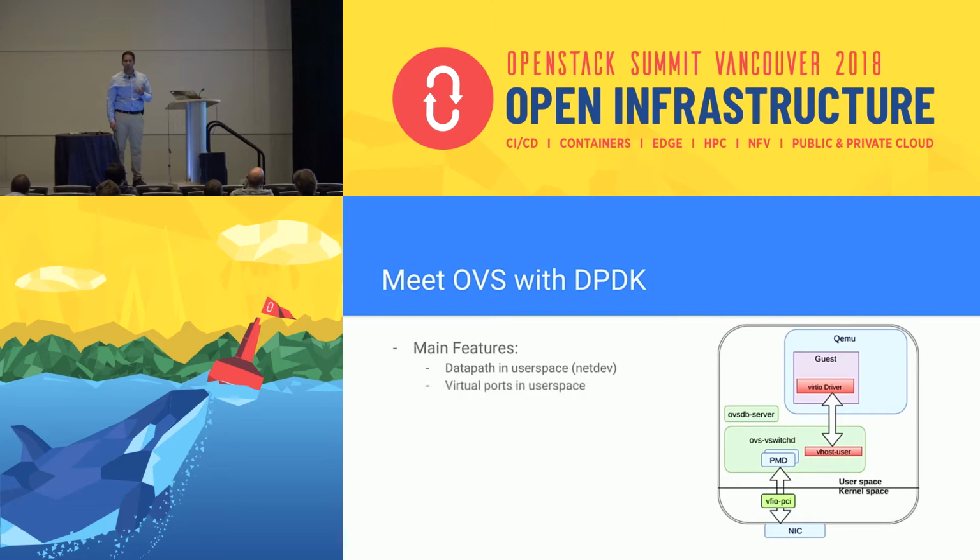Your virtual ports will exist in the user space. Your NIC will exist in the user space. And the sending and receiving will still happen in the user space. So from this diagram, you can see that the OVS DB server still exists.